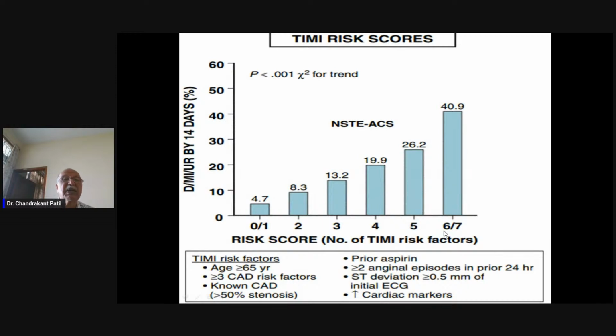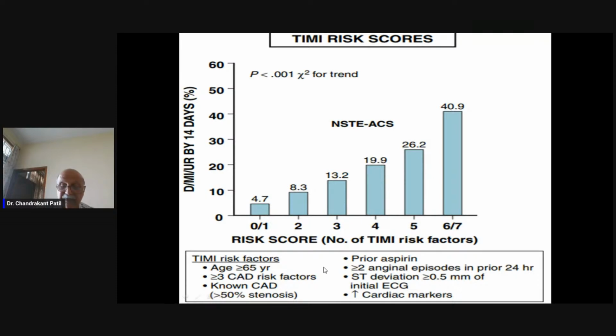It is one of the risk scores called the TIMI risk score. You can see here, if the age is more than 65 years, one risk factor; more than 3 coronary artery disease risk factors, which I have already enumerated; if there is already a known CAD case with more than 50% stenosis; prior aspirin use; more than 2 anginal episodes in the prior 24 hours, again a high risk; and ST deviation, which I have already talked to you about; and I told you troponin rise is very important. The more the number of risk factors, the worse the outcomes.